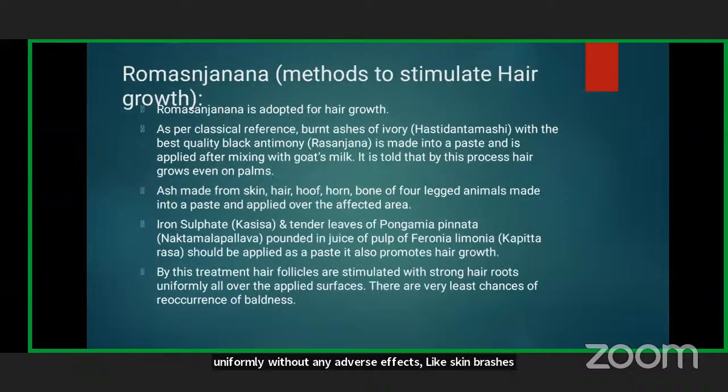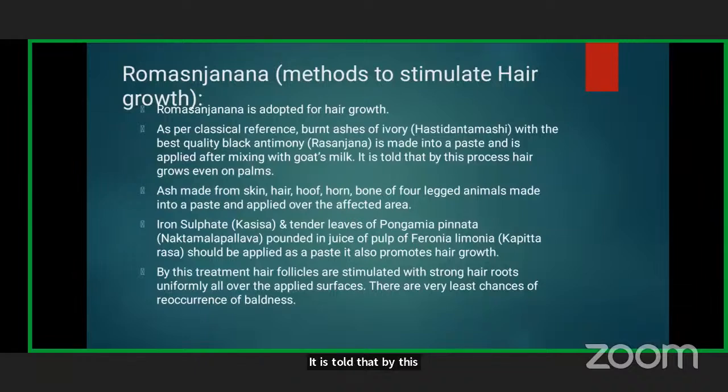Roma Sanjanana, this is the method to stimulate hair growth over the scar tissue. Roma Sanjanana is adopted for hair growth. As per classical reference, burnt ashes of ivory with the best quality Rasanjana is made into a paste and applied after mixing with goat's milk. It is told that by this process, hair grows even on the palms.